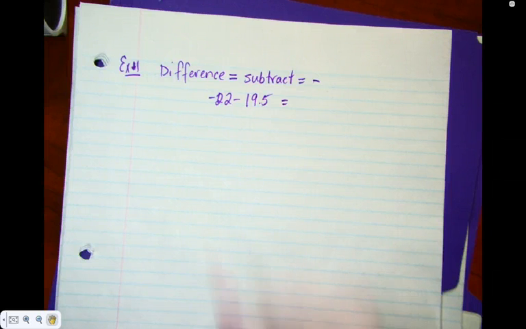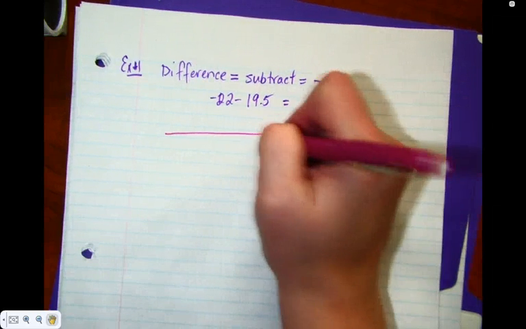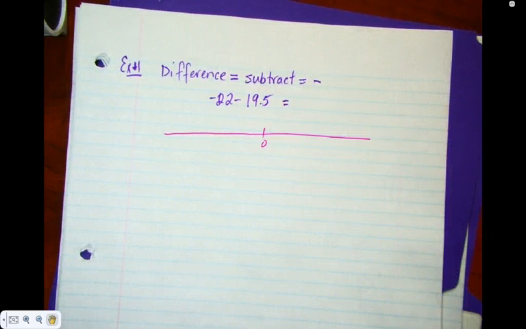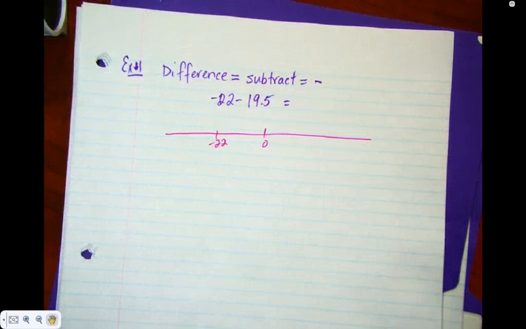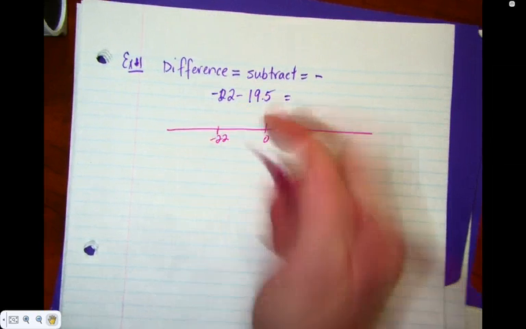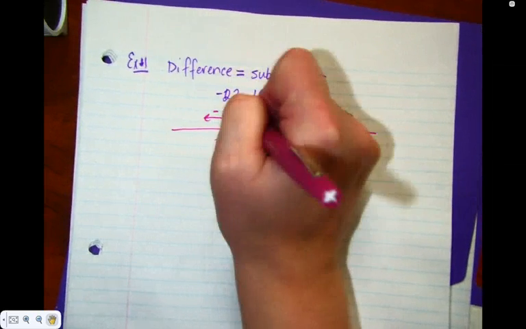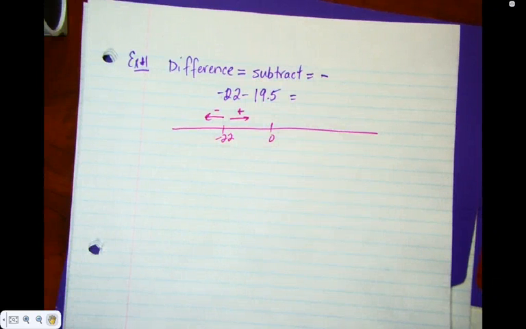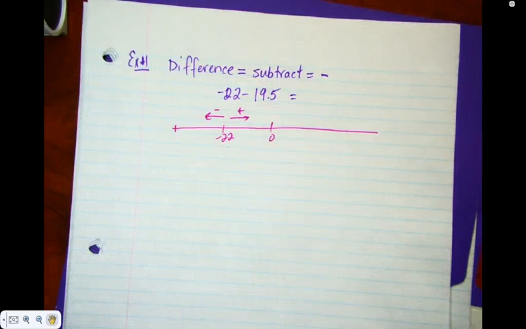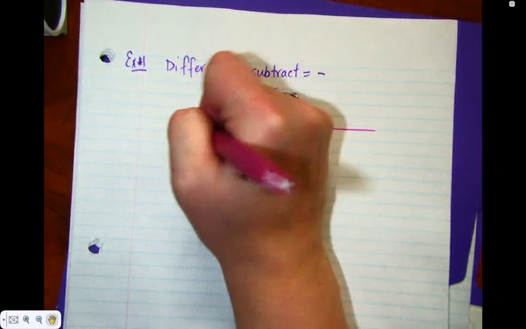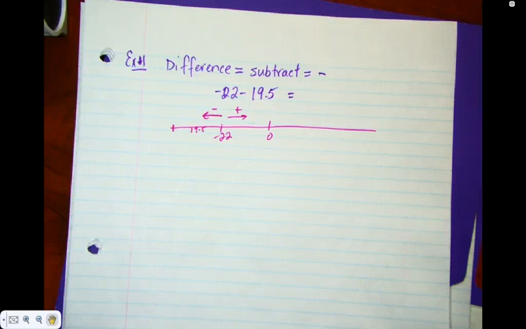Visual people, you might want to do a number line. It's completely up to you if you're a number line person or not. To do integers on the number line, we're going to start at negative 22. If we are subtracting, we are going to go towards the left. If we are adding, we are going to go towards the right. So we're going towards the left because we're subtracting, and we want to go another 19.5 units. What number am I going to end up with if I'm at negative 22 and I am going 19.5 units to the left?